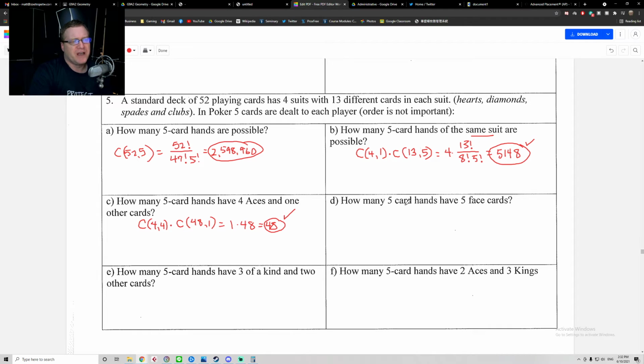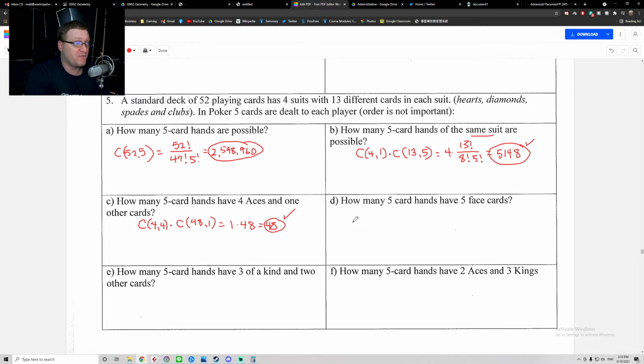Now let's look at D. How many 5-card hands have 5 face cards? So we're going to choose 5 cards, but they have to be the face cards. What are face cards? The face cards are the cards that have a person's face on them. So the Jack, the Queen, and the King. There are 3 for each suit. So how many suits are there? There are 4 suits. The hearts, the diamonds, spades, and clubs. So 4 times 3 is 12. That means there are 12 face cards. And we need to choose 5 of them.